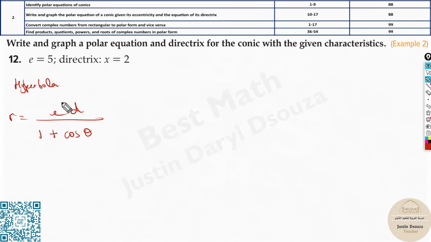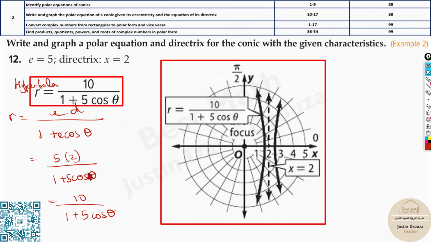Now let's substitute and write the equation. What is the e value? The e value is 5 times 2 divided by 1 plus. Oh yeah, I forgot to write e again. So e is over here 5 cosine theta. Let's simplify this. It'll be 10 by 1 plus 5 cosine theta. This will be the final equation. Now we can graph it using the calculator. Just let's look at the graph now. You can see this is 10 by 1 plus 5 cosine theta.